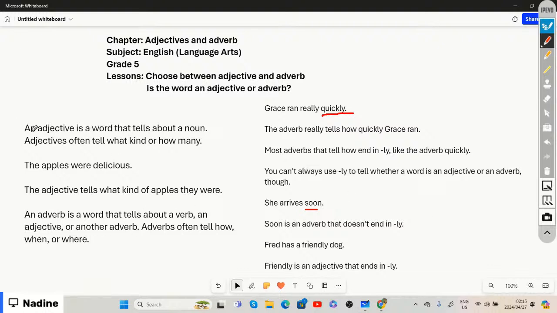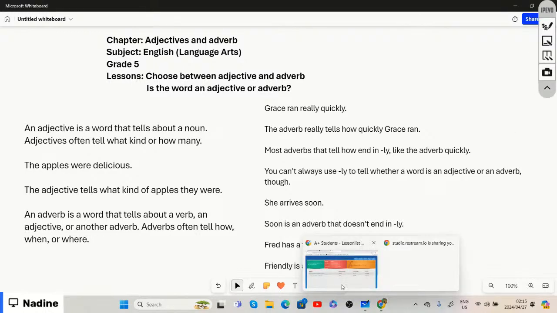All right. So once again, an adjective is a word that tells us about a noun. All right, let's go to aplusstudents.ca.